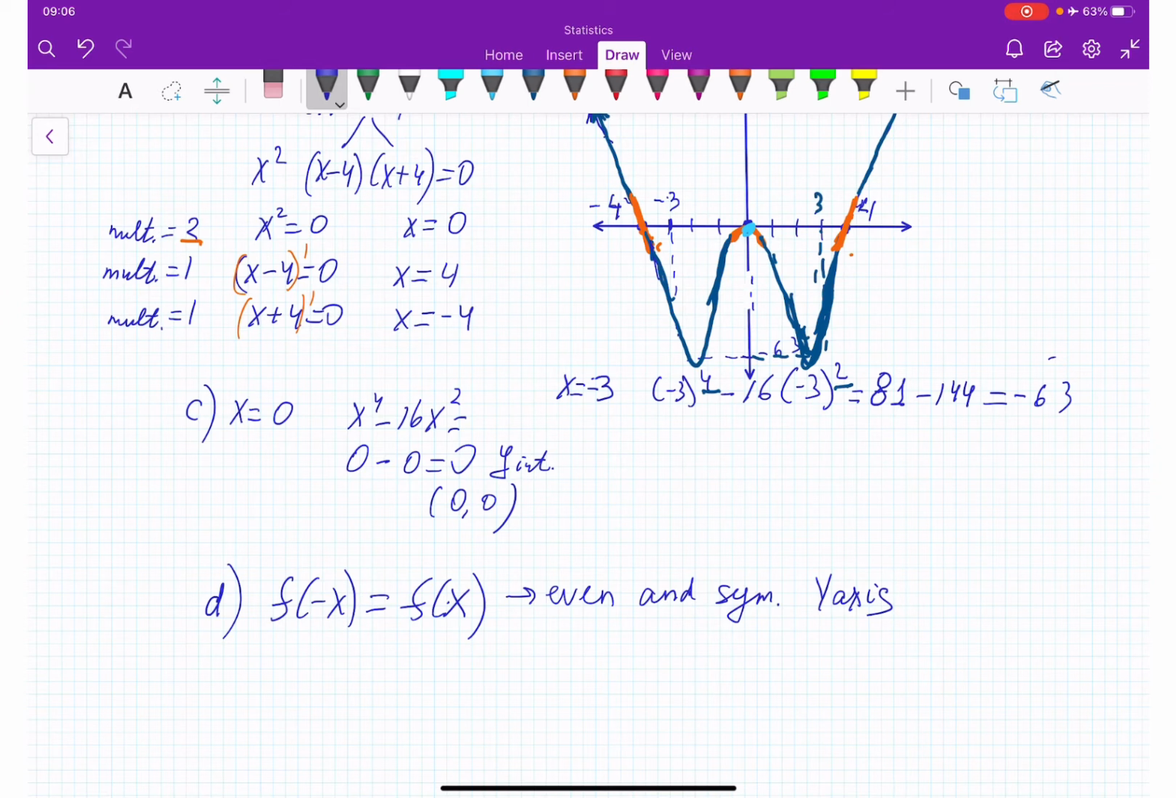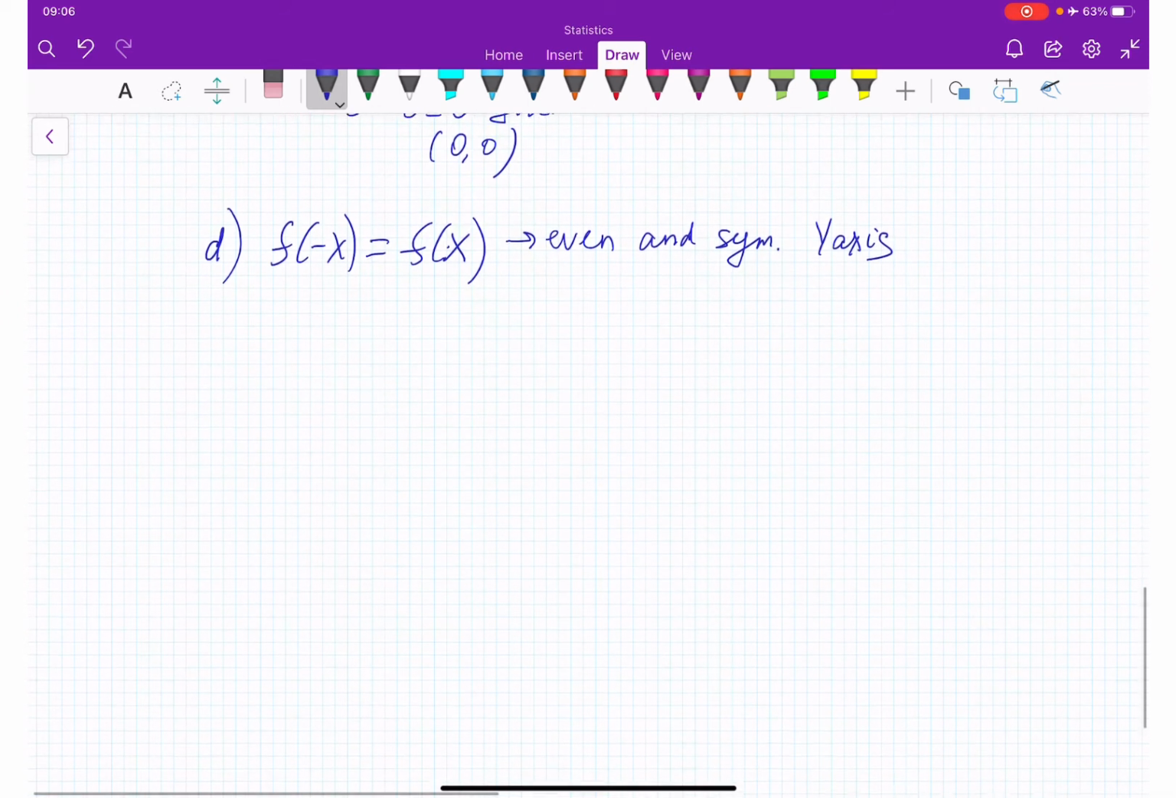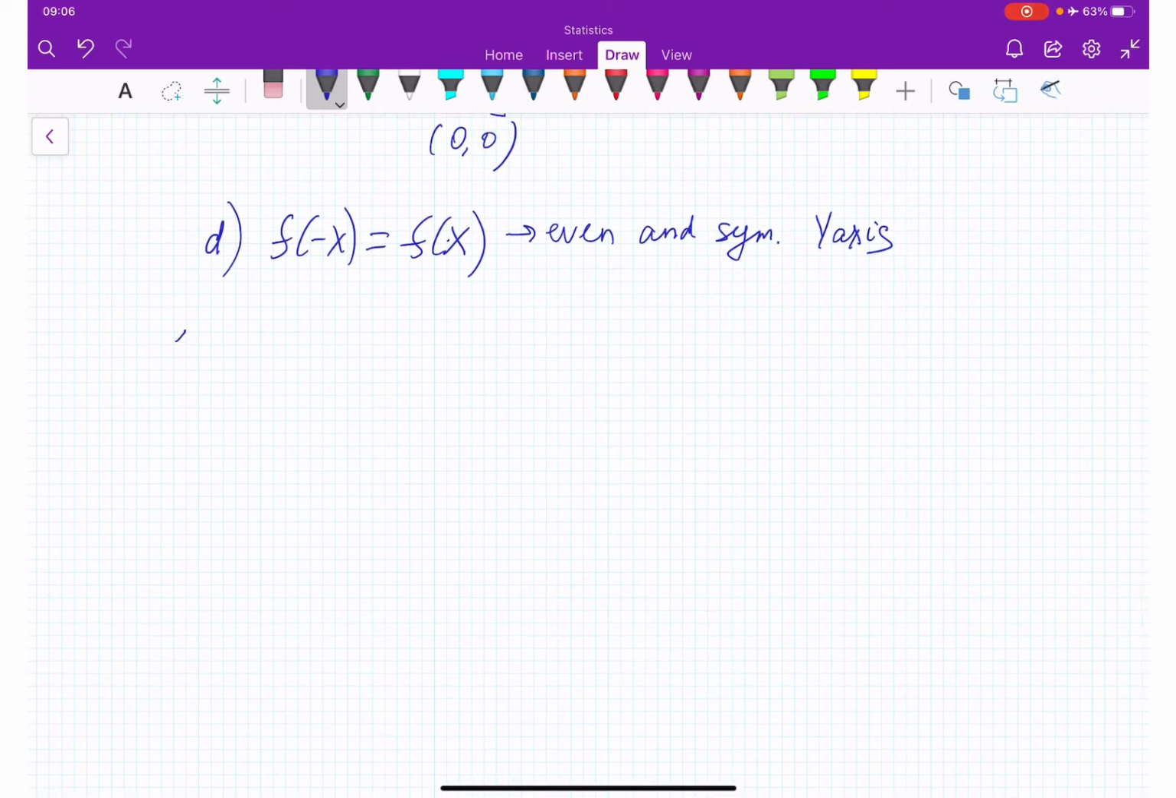Question number 10. Another one. Let's make more space. f of x is equal to x to the 4 minus 8x cubed plus 16x squared. Okay, we have to build this graph.